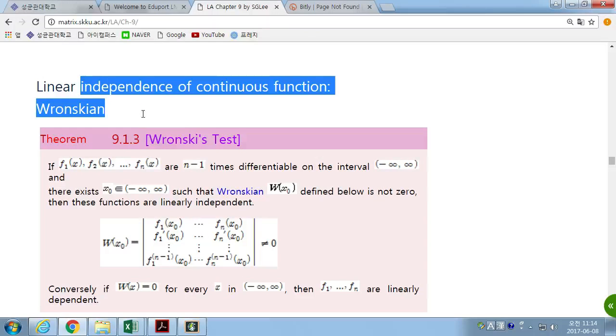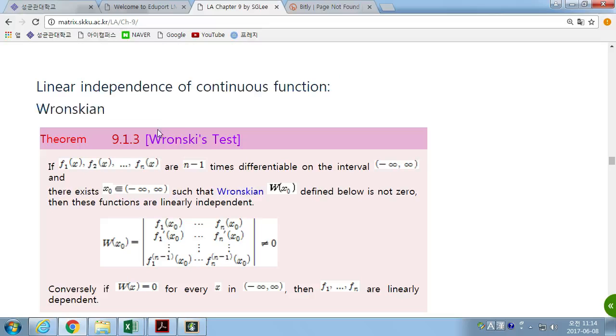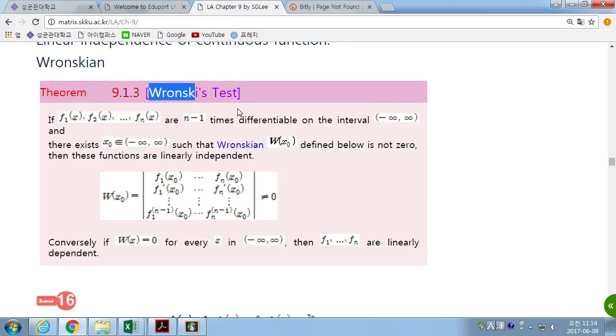Then we have to check whether the given vectors are linearly independent or not. The mathematician Wronski found a very nice way to check whether the given vectors are linearly independent or not for continuous functions. Suppose we have n continuous functions. It can be a sine function or exponential function or a polynomial or whatever. Continuous functions, which are differentiable at least n minus 1 times on the interval from minus infinity to infinity.